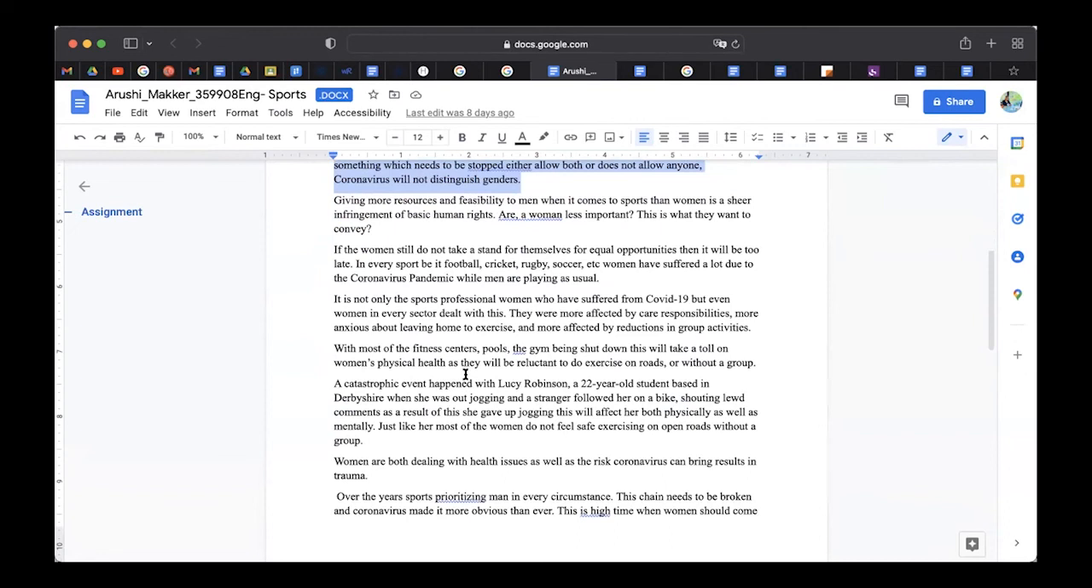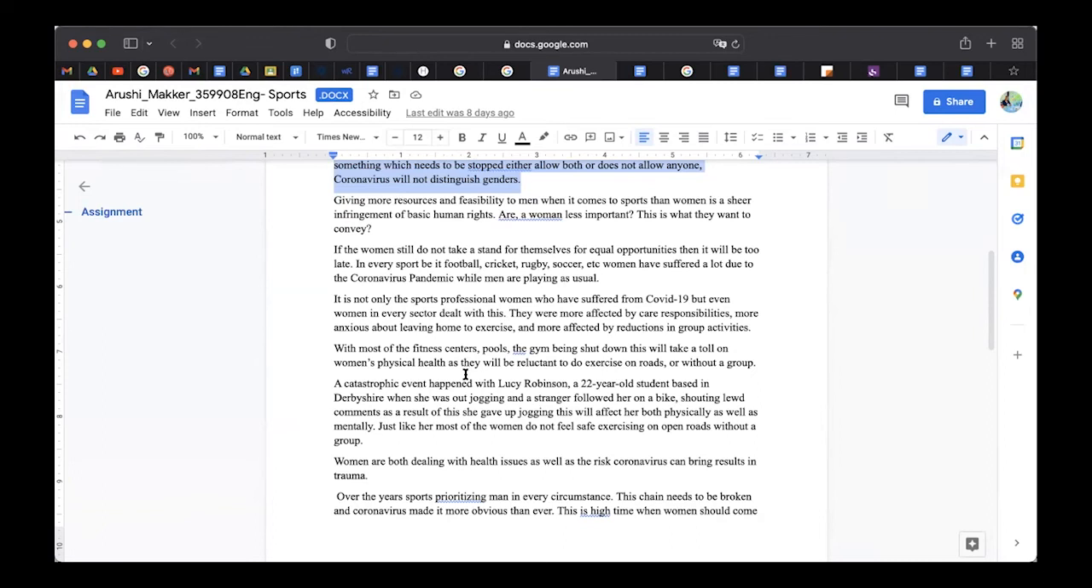If women still do not take a stand for the, if women, again, not the women, because you don't know which women you're talking about. If women still do not take a stand for themselves for equal opportunities, comma, it might be too late for them. Paraphrase the sentence.